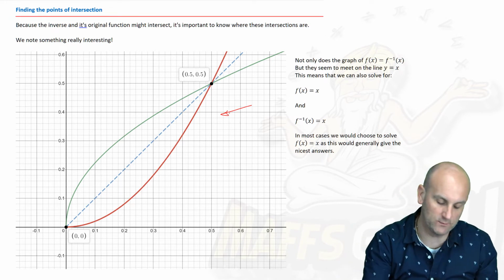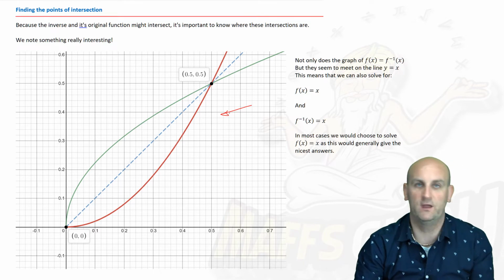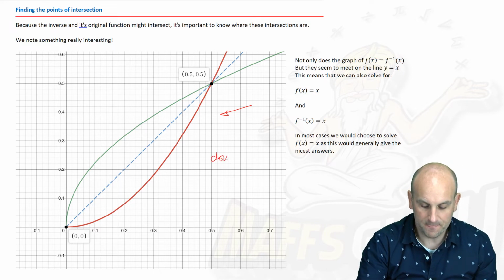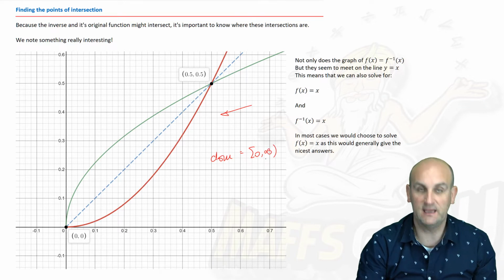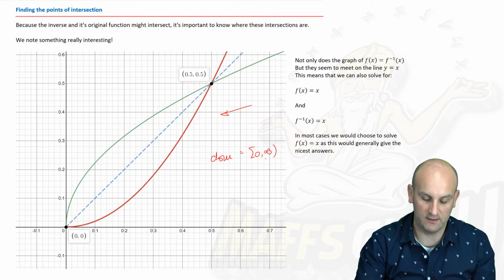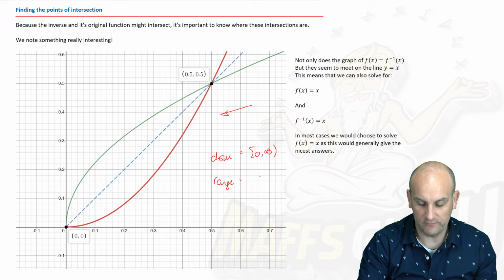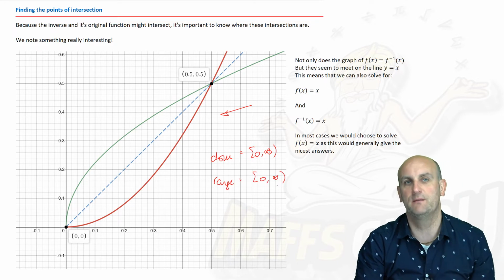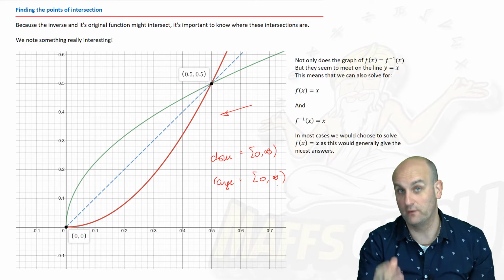If you look at this, what was it? Our red was the first one. Our domain there was given by 0 to infinity. Yes, and it is including 0 because we've got that coloured in dot. My range is also given by 0 to infinity. Now, this isn't possibly the best example. If I could have chosen something else, I would have done.